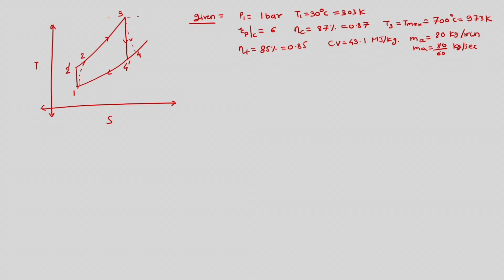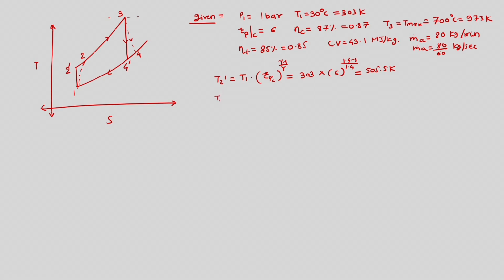First, we are told that the compression pressure ratio is 6, so we can find T2 dash. T2 dash is equal to T1 into Rp of compressor, the pressure ratio for compression, raised to gamma minus 1 upon gamma. Here gamma is 1.4, so we take 1.4 and calculate accordingly. It is 1.4 minus 1 divided by 1.4. So T2 dash comes out to be 505.5 Kelvin.